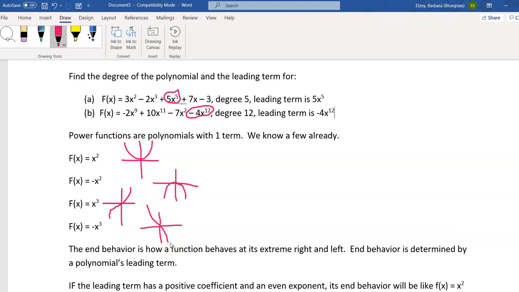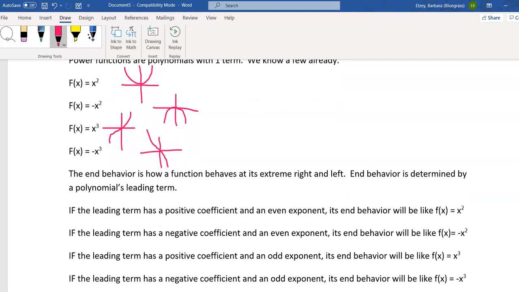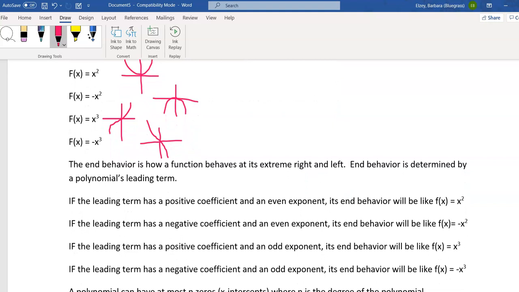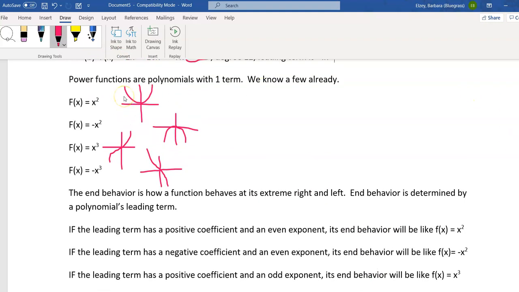End behavior will be determined in a regular polynomial by the polynomial's leading term. Now we'll talk about this a little bit more in a minute. So we need a couple of things before we can determine end behavior. If our leading term has a positive coefficient and an even exponent, like x squared, notice that x squared is positive and it's an even exponent, then its end behavior is going to be like x squared. It's going to go up on its extreme left and extreme right side.